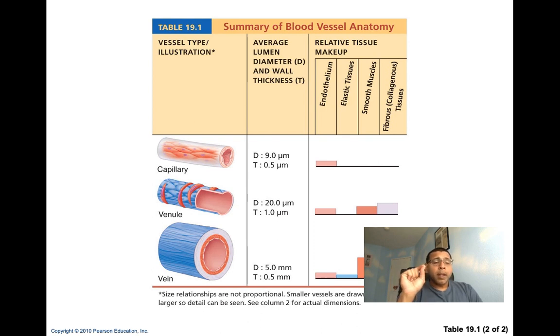Larger venules will have one or two layers of smooth muscle cells and a thin tunica externa. So when we talk about the structure of venules, they're going to vary. The smaller venules are going to consist of endothelium around which pericytes congregate. The larger venules are going to have one or two layers of muscle cells and a thin externa.